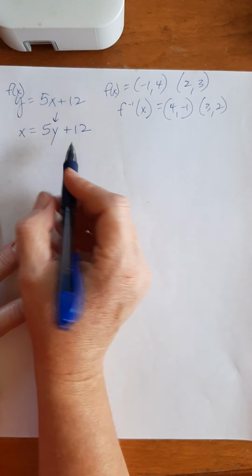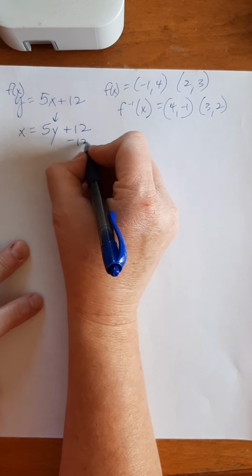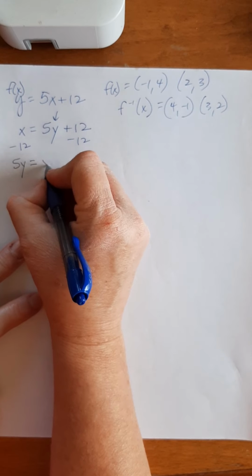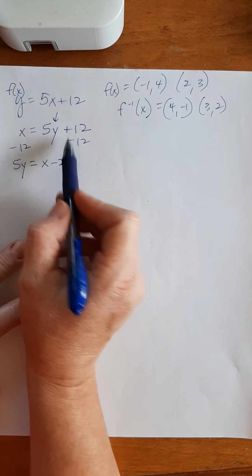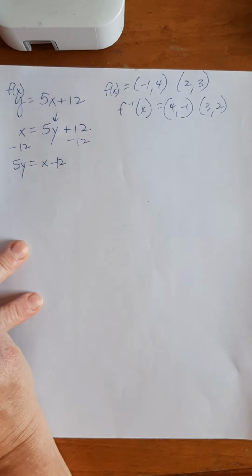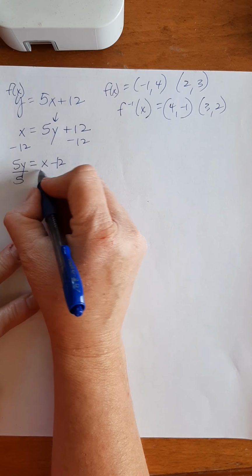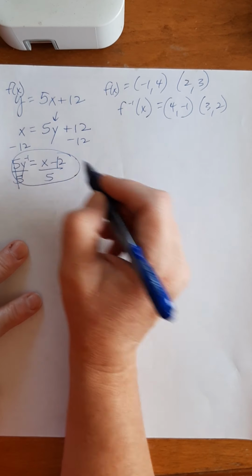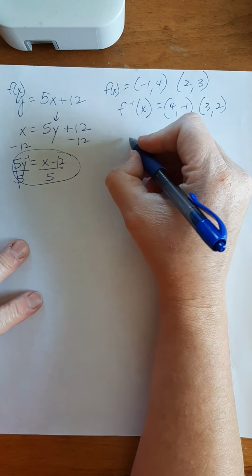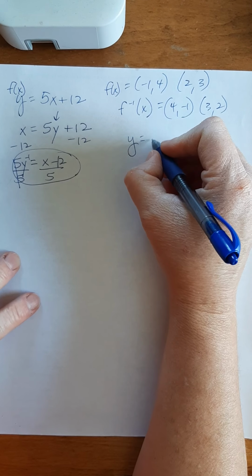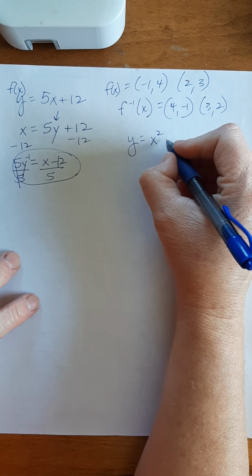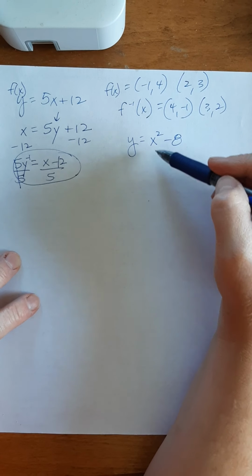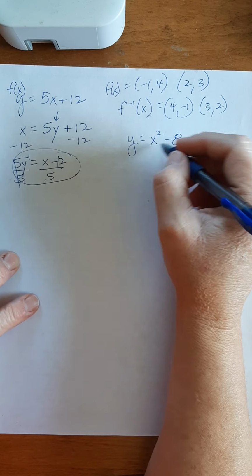And now to solve for y, subtract the 12. I always like my variable on the left if possible, so I just flip the whole thing, so you're good. Then divide by 5 to solve for y. So inverse equals x minus 12 over 5. Let's even say I did x squared minus 8. To find the inverse, switch x and y.